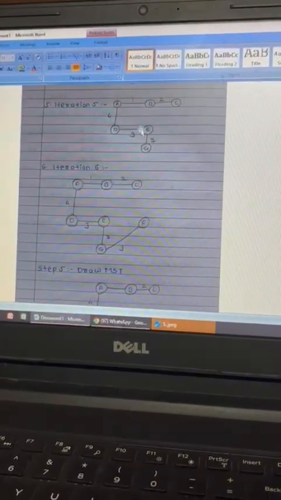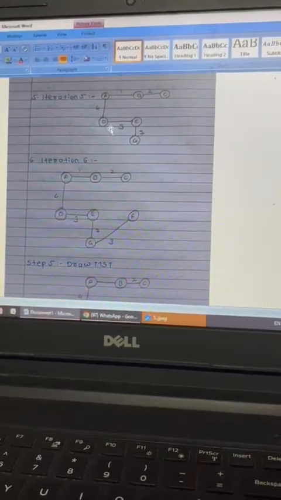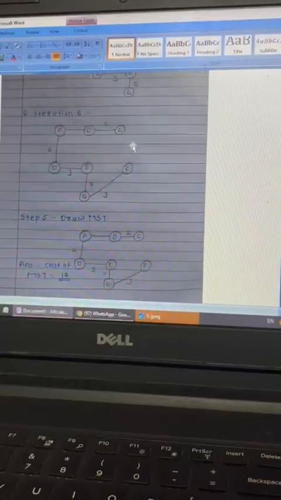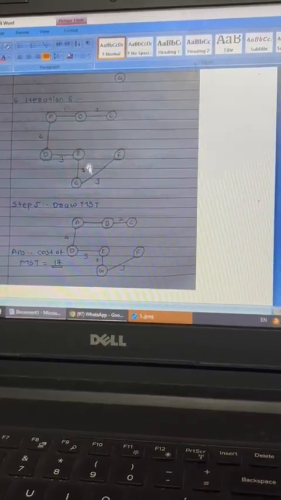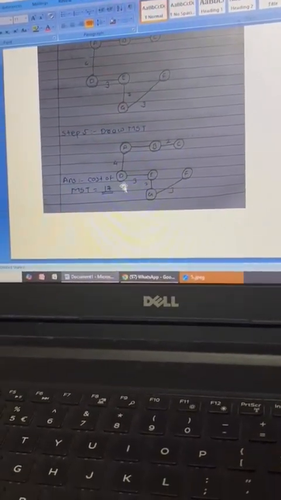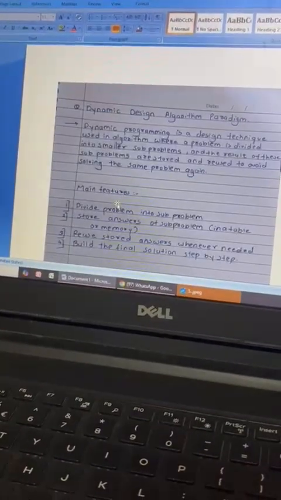Next iteration, A, B, C connected to each other, A connected to D, D connected to E and E as well connected to G. In the last iteration, G is connected to F. The final diagram has been shown here. The cost of the MST, the final answer, is 17.